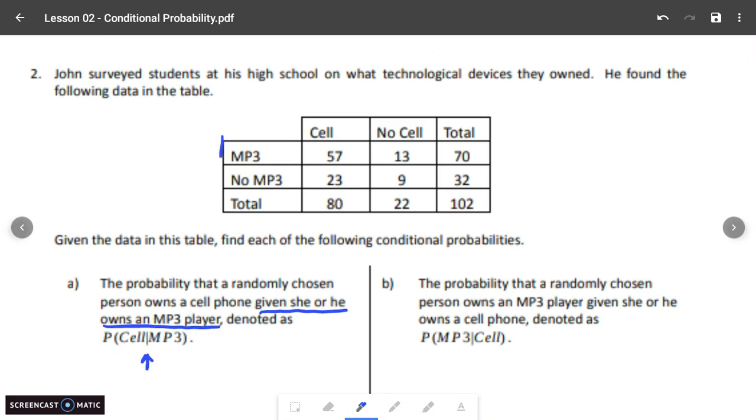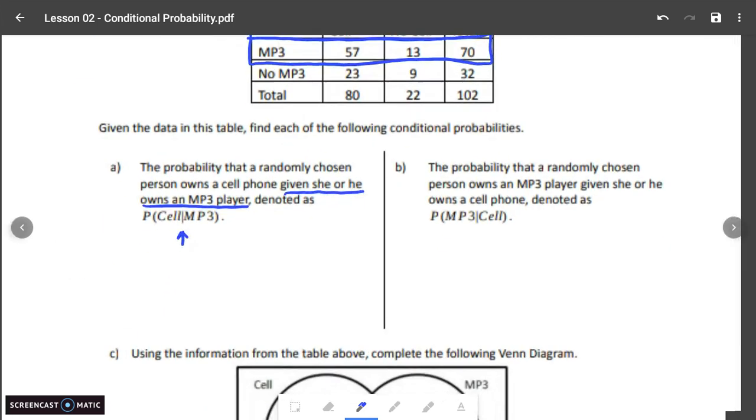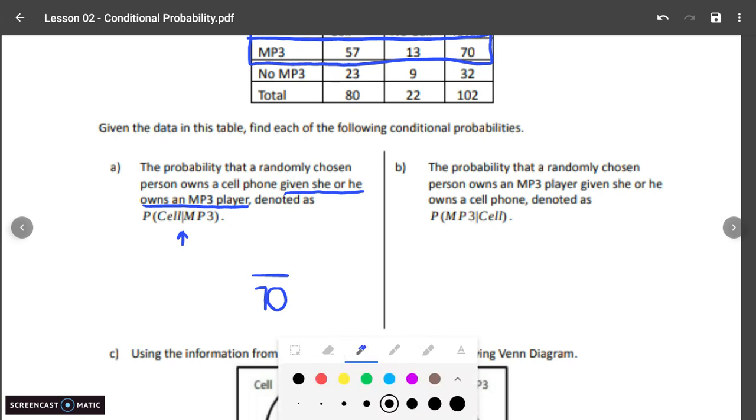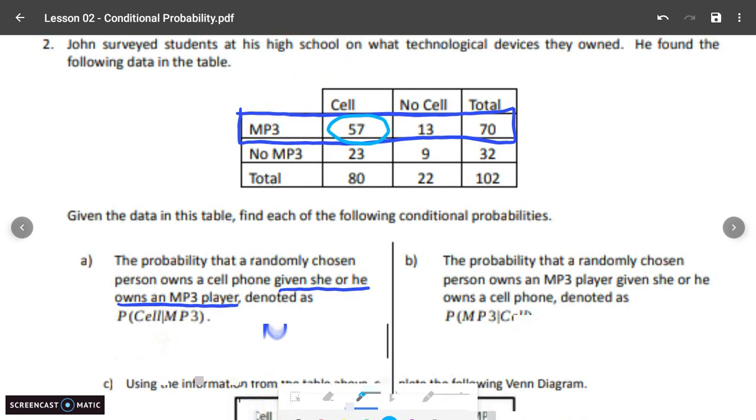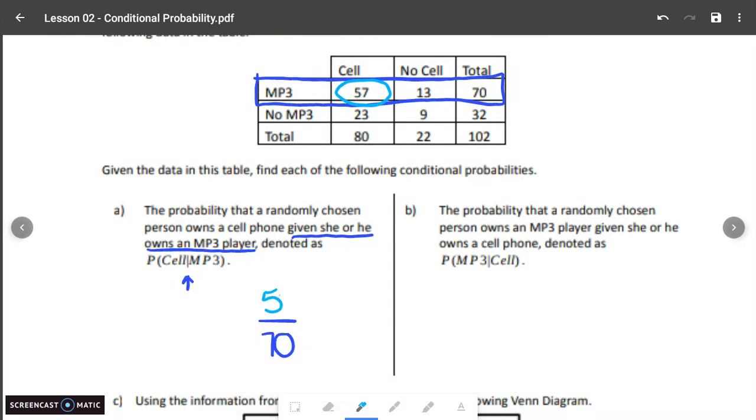So I'm saying for sure that they definitely own an MP3 player. So it's coming from this row now. And if it comes from this row, that means my sample space has to be 70, because that's what it's out of now. It's not randomly taking from everybody he surveyed, which would be the 102. It's specifically given that we already know they own an MP3 player. So from that category, the people that own a cell phone, there's 57 of them. So my probability is 57 over 70.